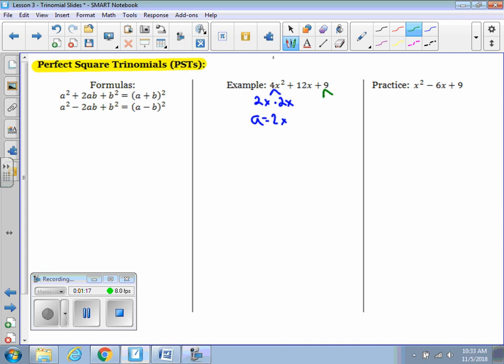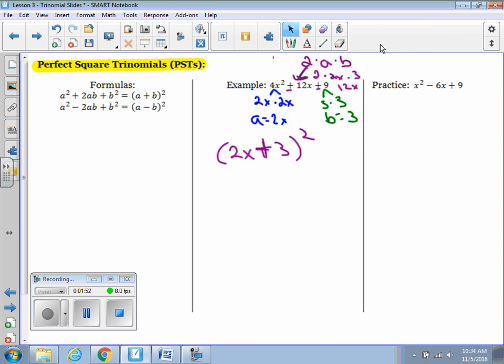The middle term, in order for it to be a perfect square trinomial, has to be 2 times your a value times your b value. Well, 2 times 2 is 4, 4 times 3 is 12, would be 12x. Oh, hey, this is a perfect square trinomial. Since it's a plus plus, I know it's going to factor to become 2x, that's my a value, plus 3, that's my b value, whole quantity squared.